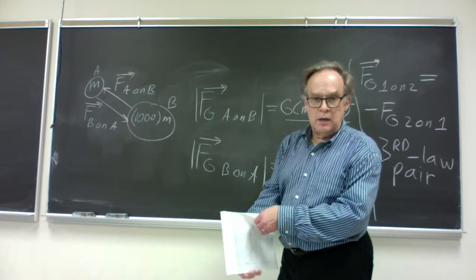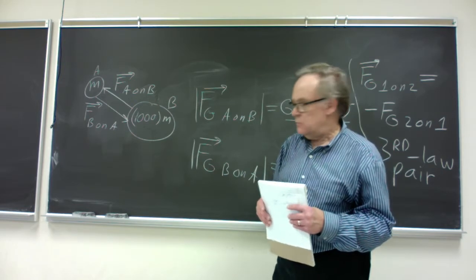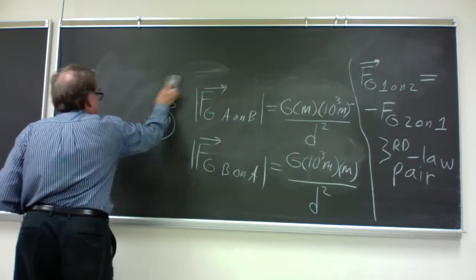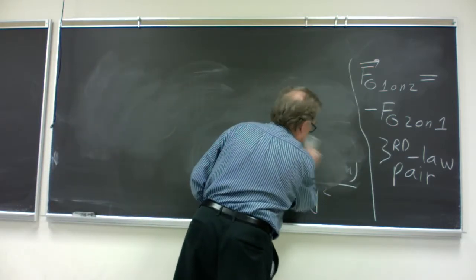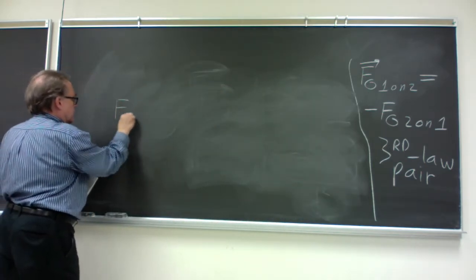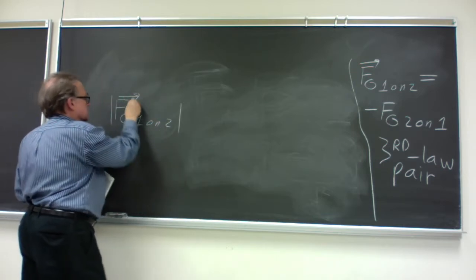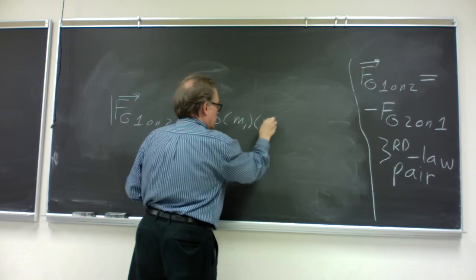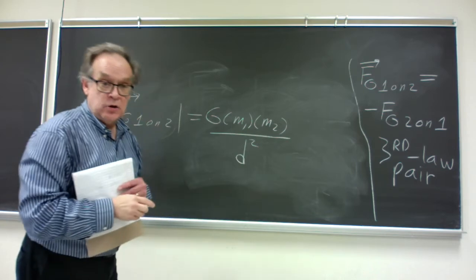Let's take one other aspect of that equation for magnitude of gravitational force. Magnitude of the gravitational force from thing 1 on thing 2 is just 3 factors here. Gravitational constant, the mass of thing 1 and the mass of thing 2, divided by the square of the distance between thing 1 and thing 2.